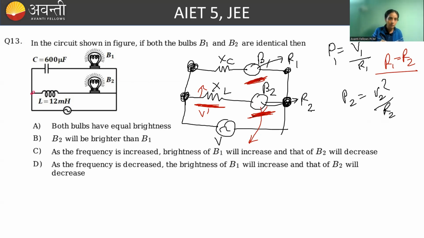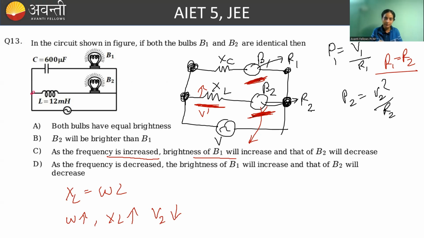Now, as the frequency is increased, the brightness of B1 will increase. Look carefully, XL is equal to omega L. So if omega, that is frequency, increases, XL will increase. And if XL is going to increase, V2 will decrease, right? If XL increases, V2 will decrease. This is happening with the inductor arm, that is, with bulb B2.